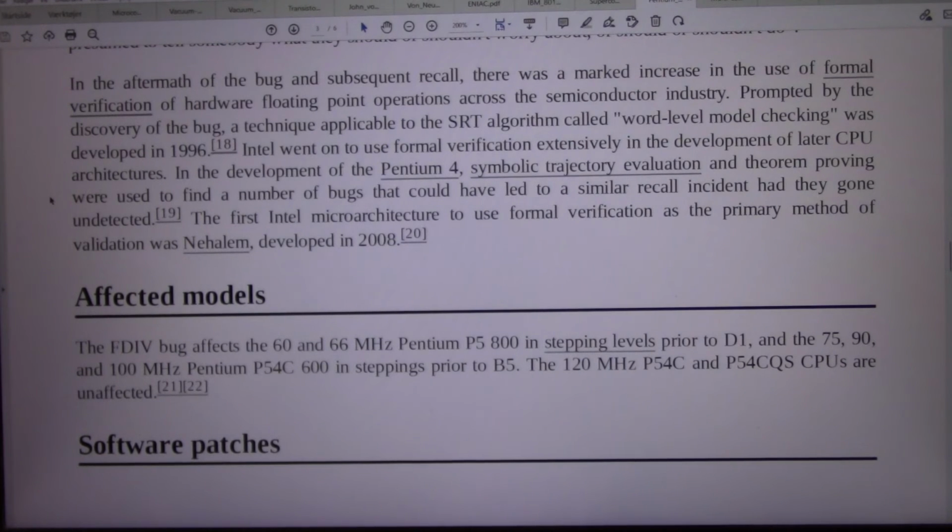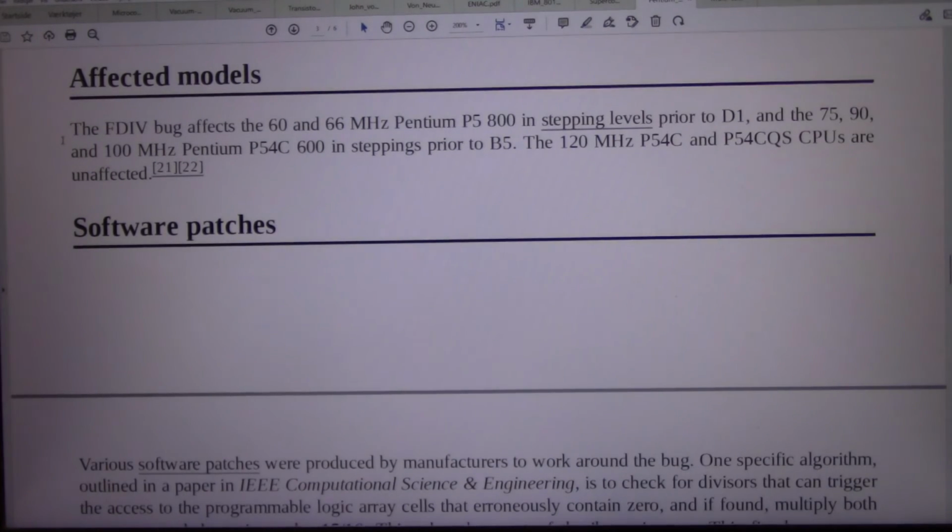19. The first Intel microarchitecture to use formal verification as the primary method of validation was Nehalem, developed in 2008. Affected models. The FDIV bug affects the 60 and 66 MHz Pentium P5 in stepping levels prior to D1, and the 75, 90 and 100 MHz Pentium P54C in steppings prior to B5. The 120 MHz P54C and P54CQS CPUs are unaffected.